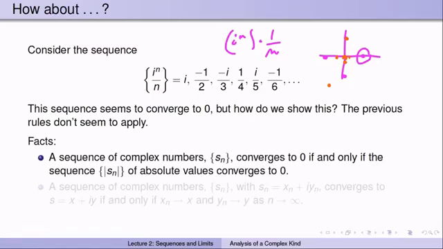Here are some additional facts. A sequence of complex numbers converges to 0 if and only if the sequence of absolute values converges to 0. Well, we can take absolute values here. We're golden. i to the n over n: the absolute value of i to the n is just 1, so it becomes the sequence 1 over n, and we know that converges to 0. So that's one way to show that the sequence converges to 0.